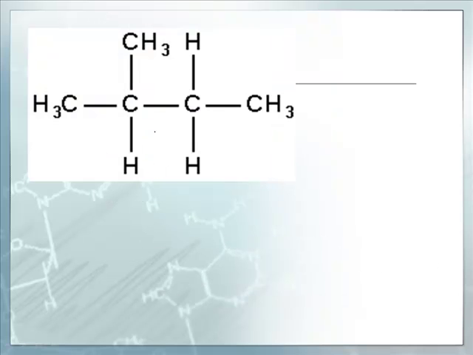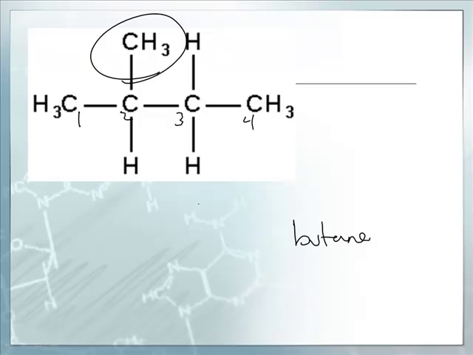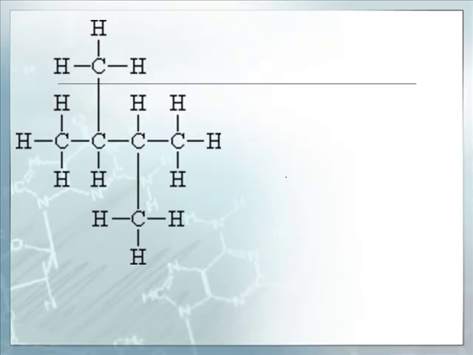How about this one right here? Longest chain would be here, 1, 2, 3, 4. This is very similar to that last one. So this is going to be also a butane. There's only 1 branch, and it's a methyl group having 1 carbon on number 2. So it'll be 2 methyl butane. Not hard.